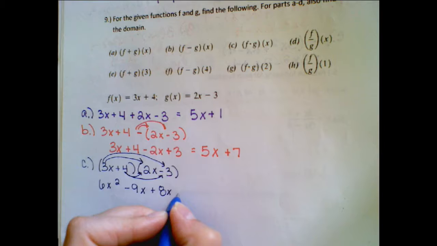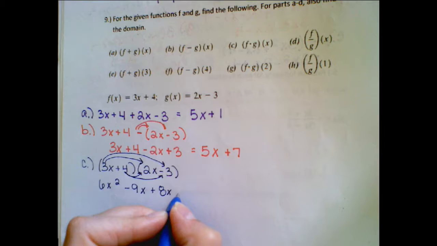The reason we can't do anything else is because this up here has nothing in common. The 3x plus 4, they have no common factor. And the bottom, this 2x minus 3 has no common factor either. So therefore, we can't factor anything out and simplify it in any way. All right.